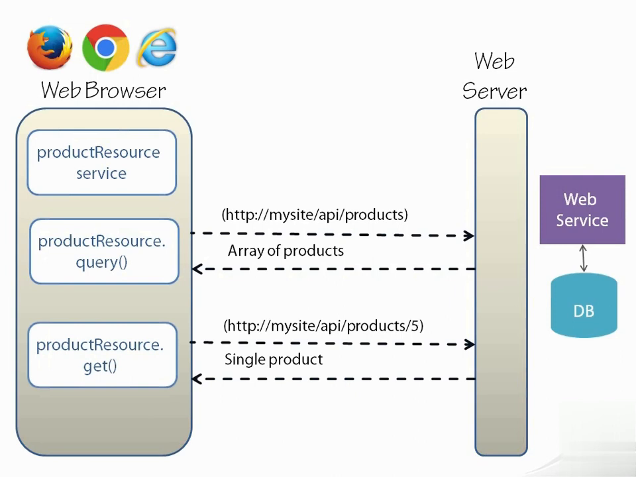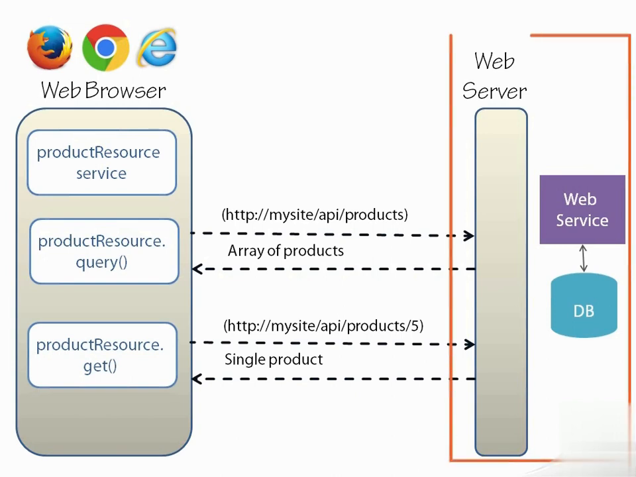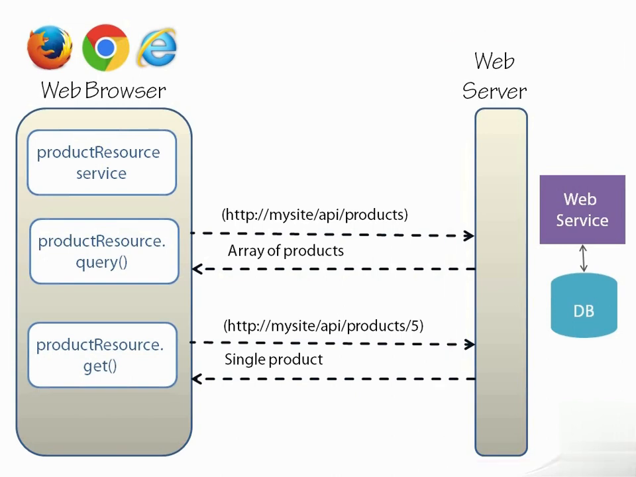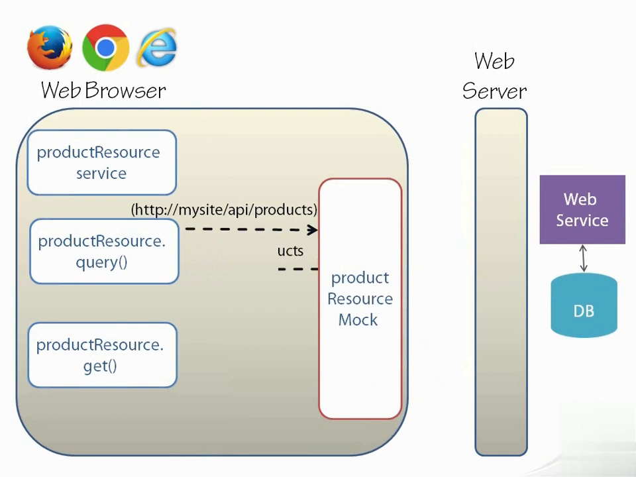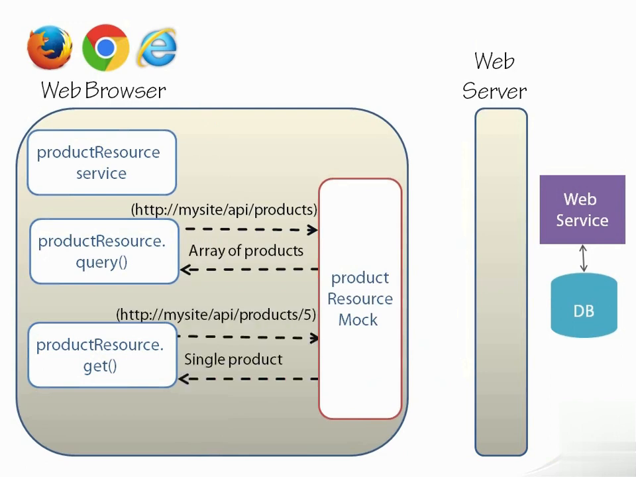We'll use that to retrieve the one product for the product detail view. Why not use the product that's already in memory from the list? Well, we want to ensure that we have the most recent data in case it was updated by another user. Currently, we don't have a web server. We are currently intercepting the calls to the web service with another service which mocks the data. This allows us to run the application without the web service in place.